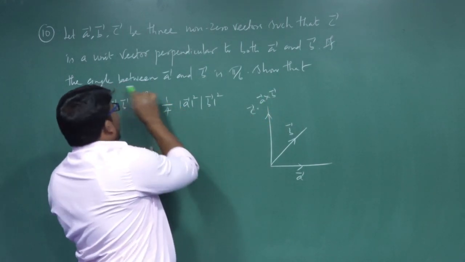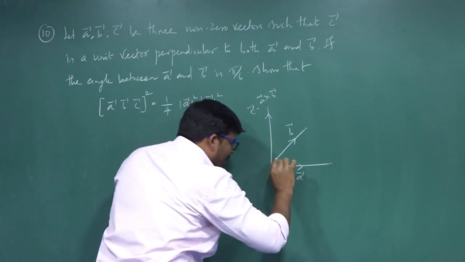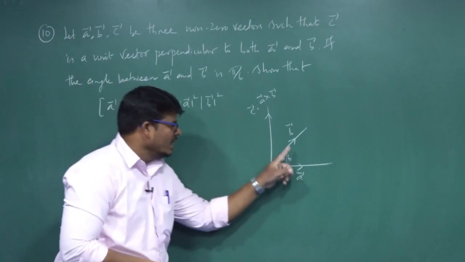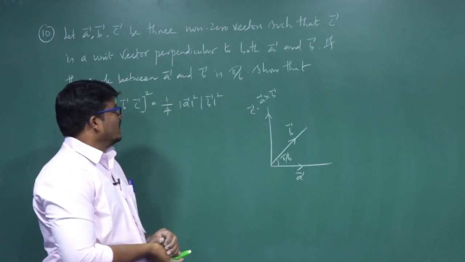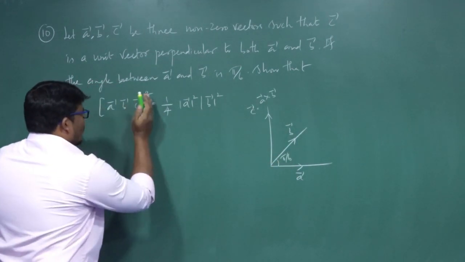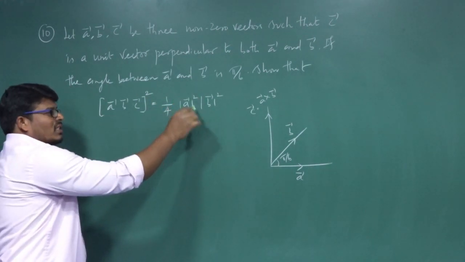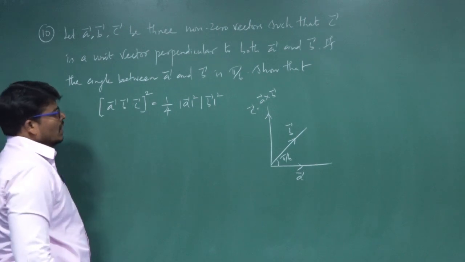Next, given that the angle between A and B is 5 by 6, to show that the result, box product of [A, B, C] whole square, equals 1 by 4 times modulus of A square, modulus of B square.